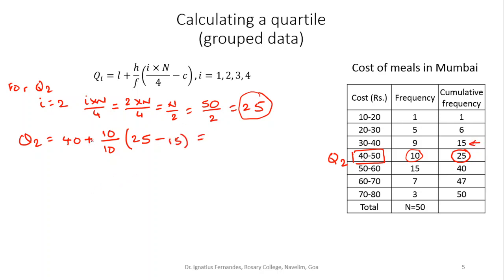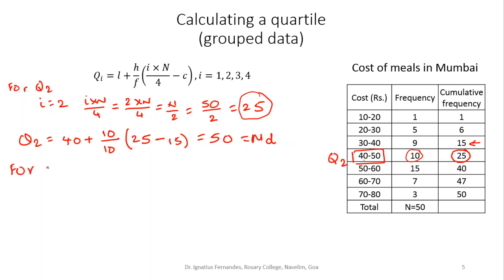Okay, and that's how this 10 and 10 will cancel. 25 minus 15 is 10, plus 40 will give me 50, and this is the same as the median that we had calculated earlier. Okay, so that was Q2. Let us say I want to find out Q3 as well.